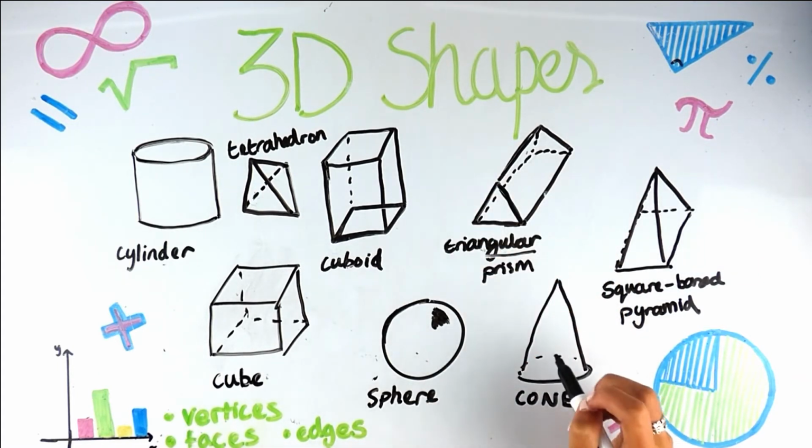A cone, classic ice cream cone. Again, unfortunately, I don't have an ice cream cone. It is sunny today though, so it'd be ideal ice cream cone weather.